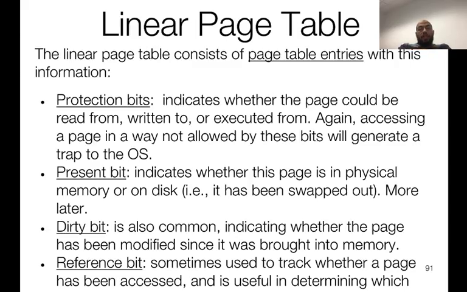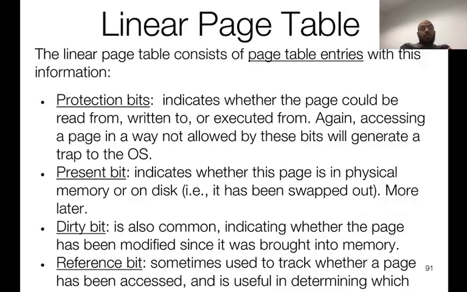So what does a page table entry have? The linear page table consists of page table entries. Each one basically has a translation. So you have 20 bits for translation, for example. But you also have some other bits that tell you some information about the pages in this page table.